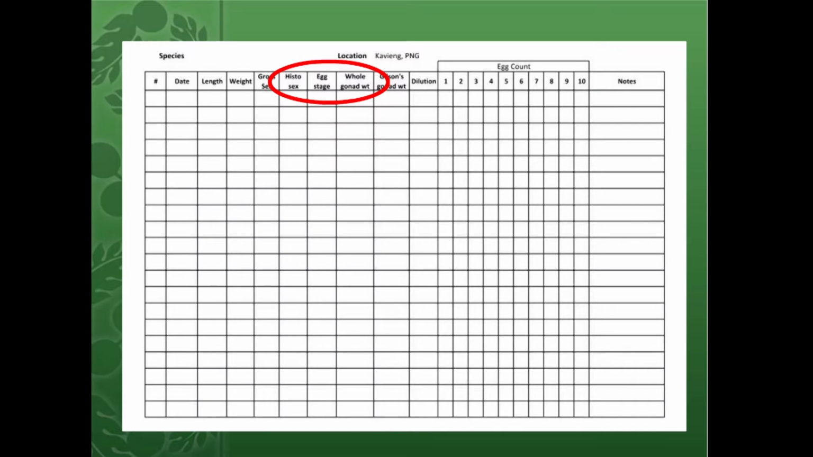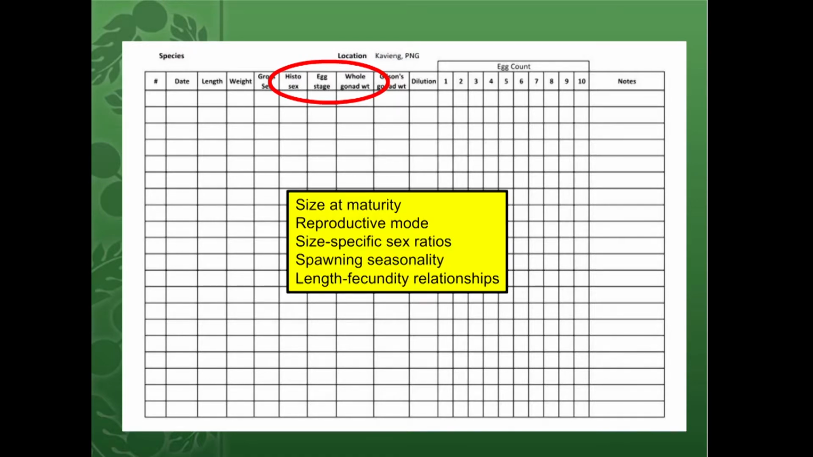The steps we're explaining today are going to provide the data that will allow you to fill out these 3 columns of the data sheet. And here's a list of the reproductive information that you'll generate from the data in those 3 columns. So again, I really want to highlight the importance of understanding the methods that we're outlining today.